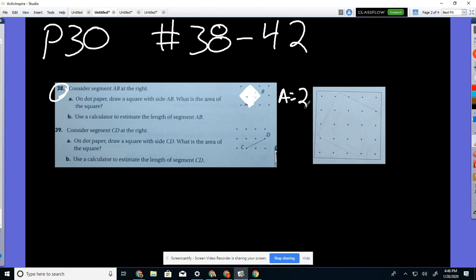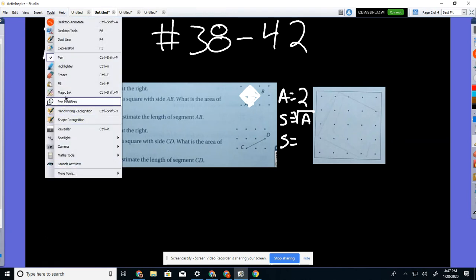It says use a calculator to estimate the length of segment AB. Remember, even using a calculator, estimating the side length of a square whose area is 2, side length is the square root of the area, so the side length is the square root of 2. It's still an estimate because non-perfect square roots are irrational. So even if we break out a calculator, it is going to have to estimate the answer for us.